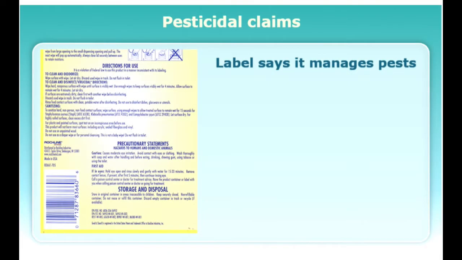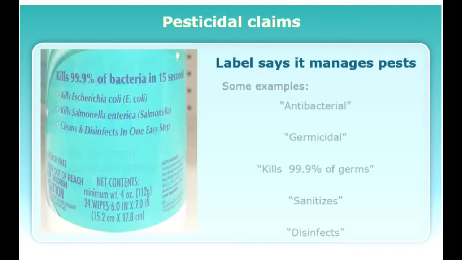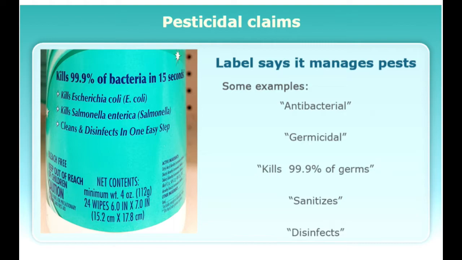A pesticidal claim is a claim saying that the product manages pests or changes the conditions in which they can live. A product marketed as a disinfectant or sanitizer is making a pesticidal claim to inhibit the growth of microorganisms on the surface. Products with pesticidal claims are required to be evaluated and registered by both the EPA and DPR before they can be sold in California.